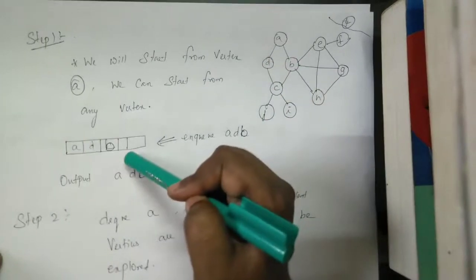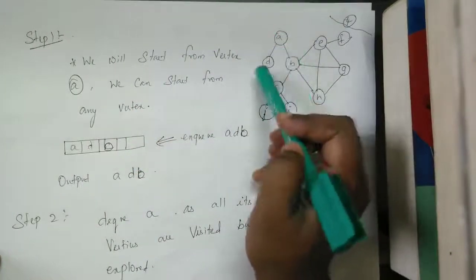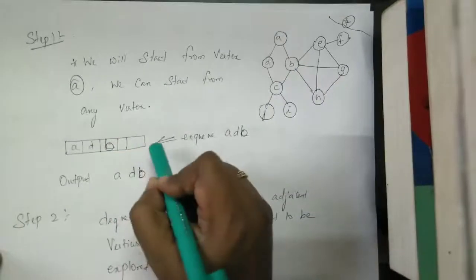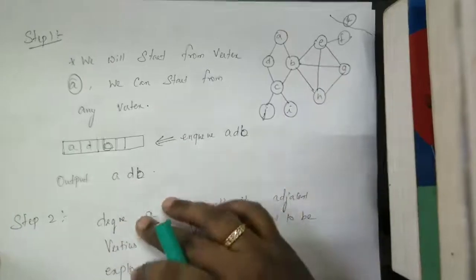So D and B to the queue. Since they are the adjacent vertices of A, A, D, B are added to the queue, and we are also placing them in the output. This is the first step.